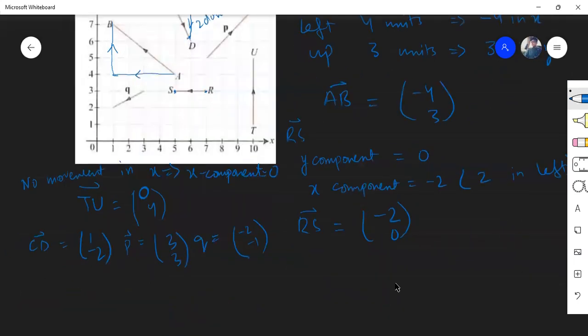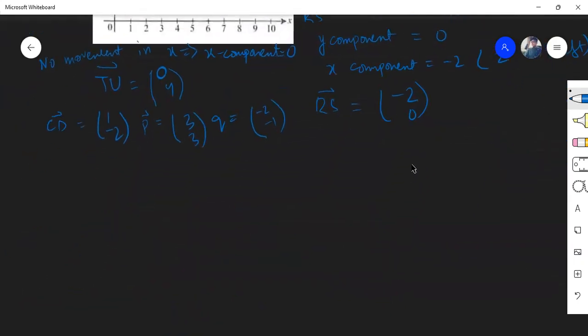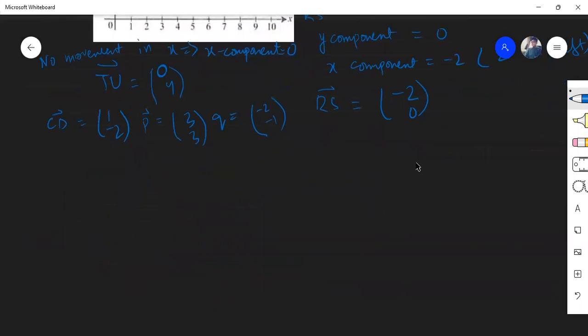Okay. So now, just remember this formula for a column vector (x, y): the magnitude is given by the square root of x squared plus y squared.